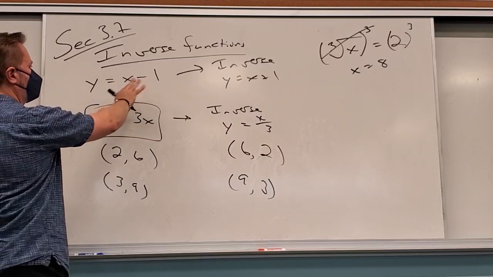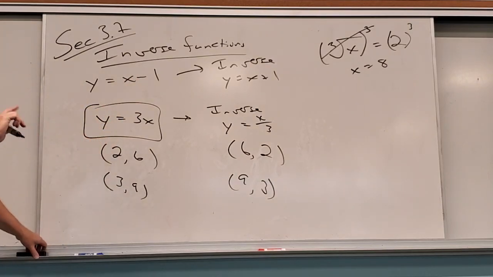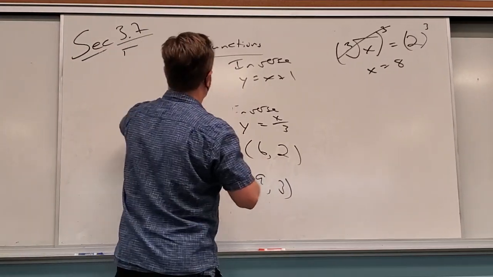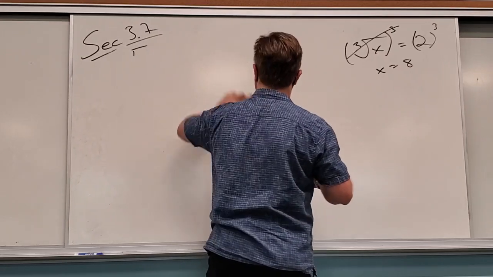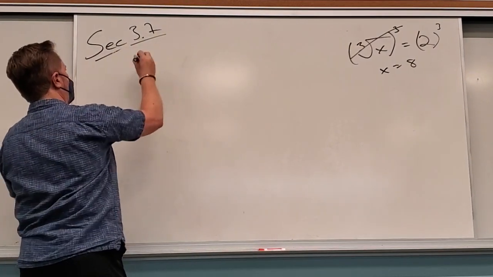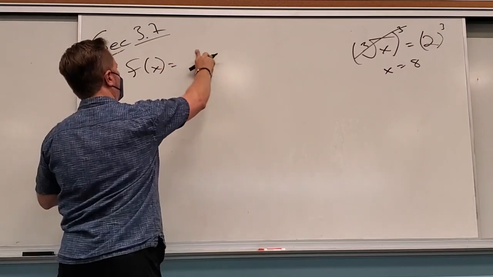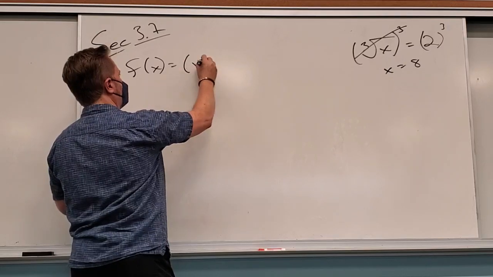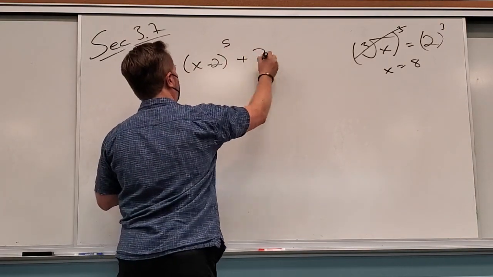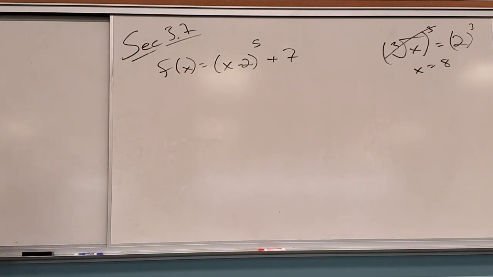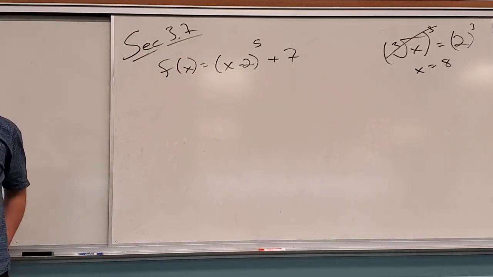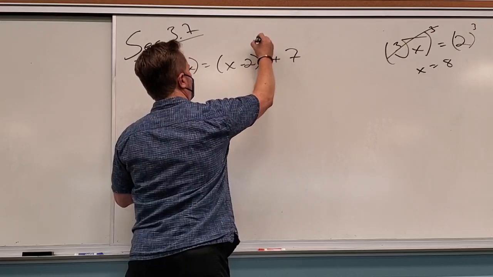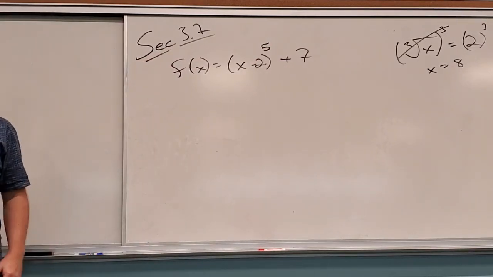But how do we handle when the function gets worse? That's a little too worse. Let's go in the middle. Let's go one step worse at a time. So what if I had this function here? What do we got? X minus 2 to the 5th plus 7. And I want to figure out the inverse function. Is that a 5? That's a 5, yes.